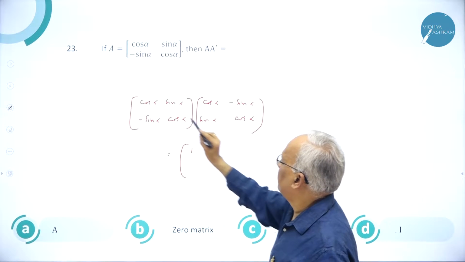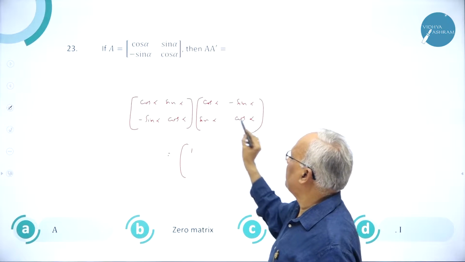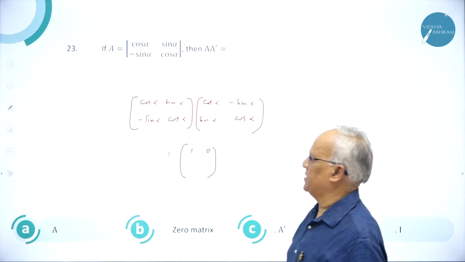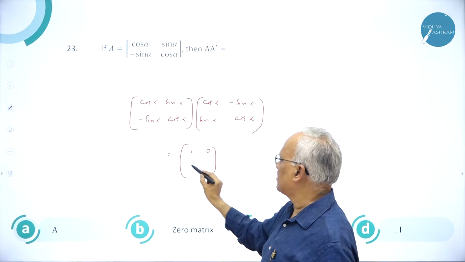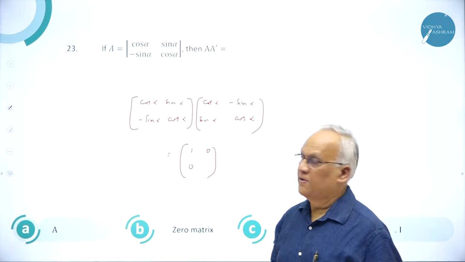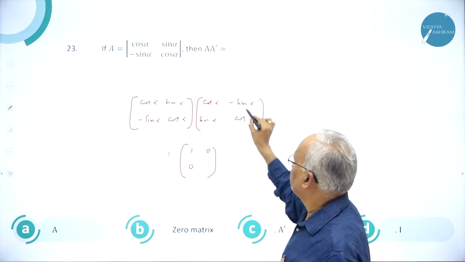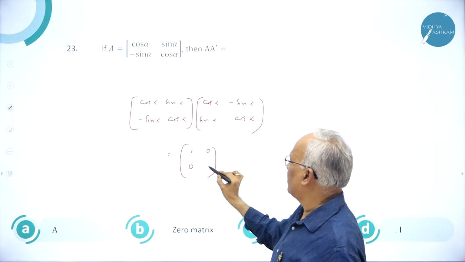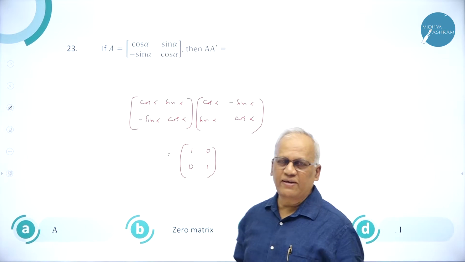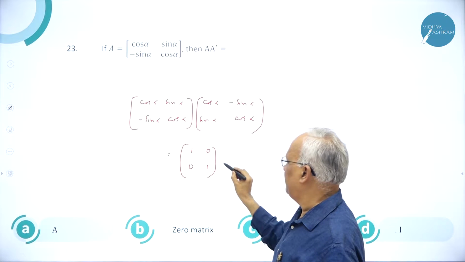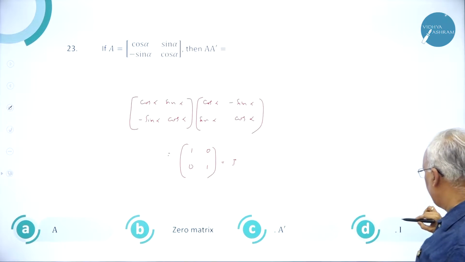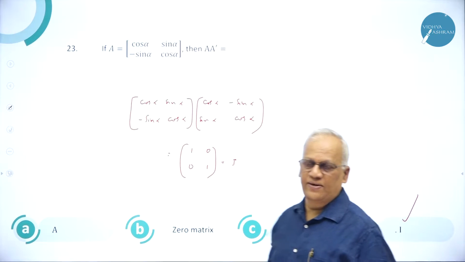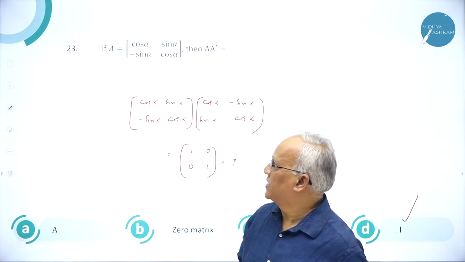First row into second column, minus sin alpha cos alpha plus sin alpha cos alpha, 0 it is. Second row into first column, minus sin alpha cos alpha plus cos alpha sin alpha, it is equal to 0. And then second row into second column, sin squared alpha plus cos squared alpha equal to 1. So very easily you can get the answer. This is nothing but the identity matrix. The answer is D. Okay? Transpose and go to the next question.